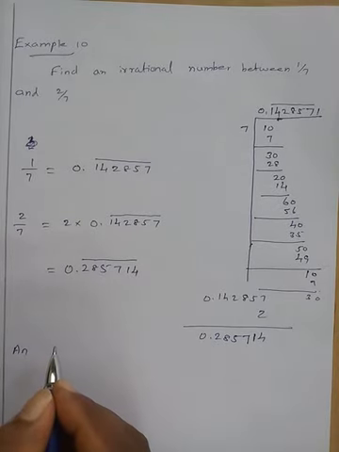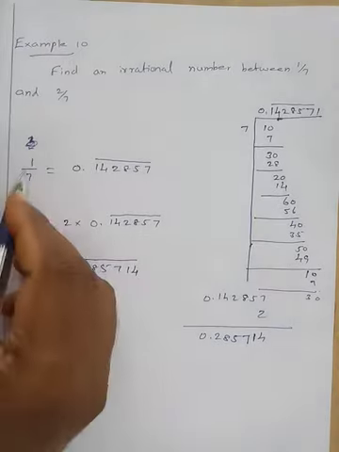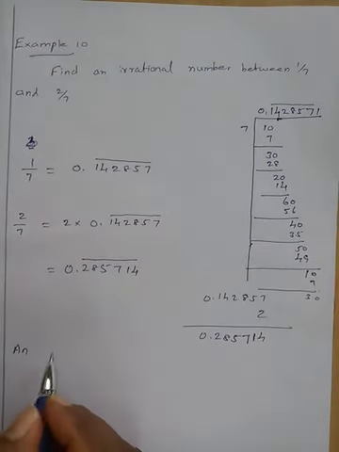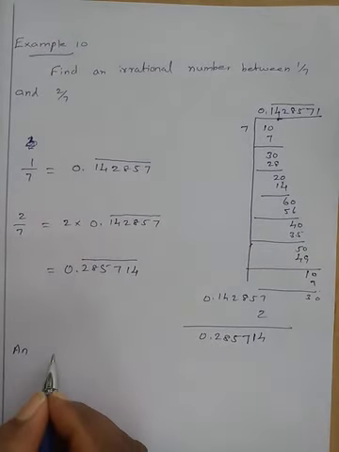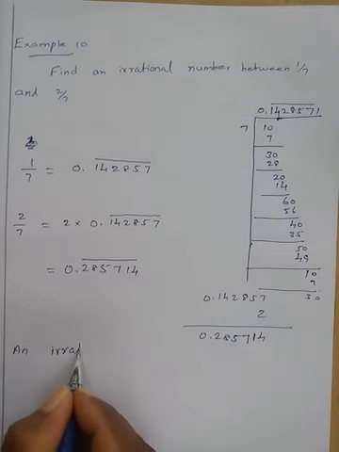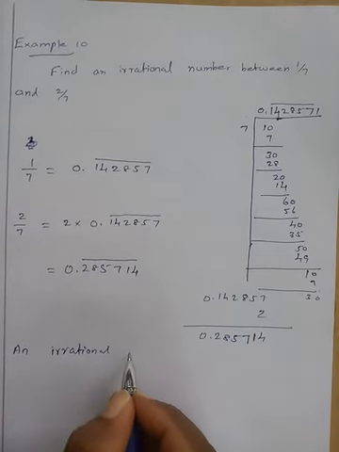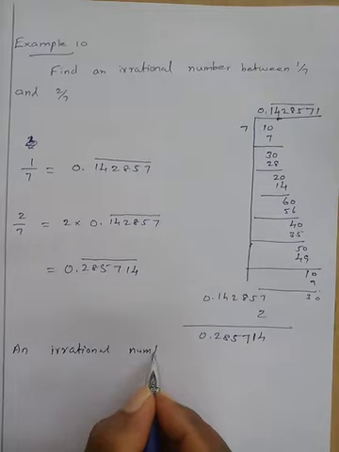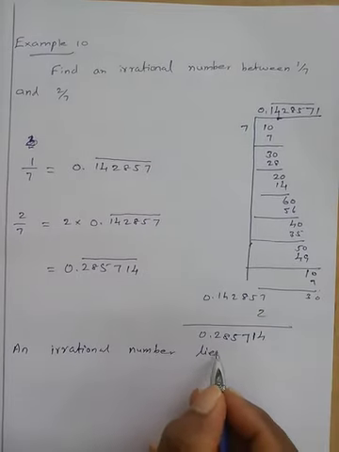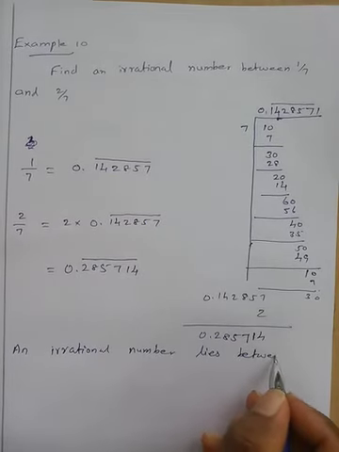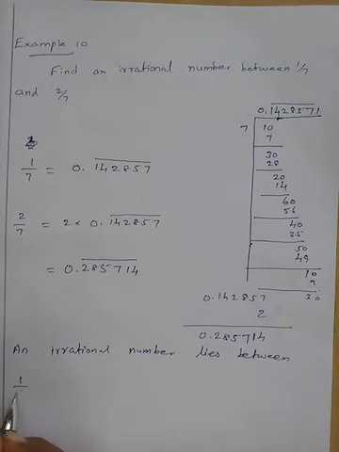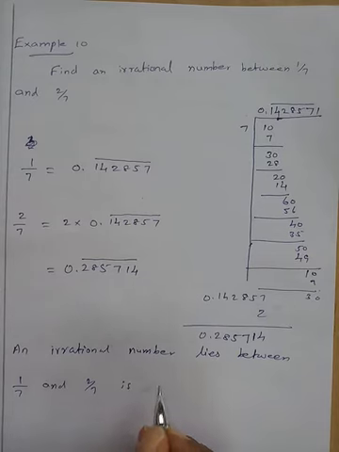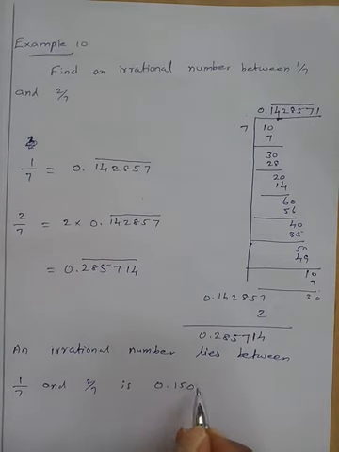We can find infinitely many irrational numbers between 1 by 7 and 2 by 7. So write at least one. An irrational number that lies between 1 by 7 and 2 by 7 is 0.15, 0.015, and so on.